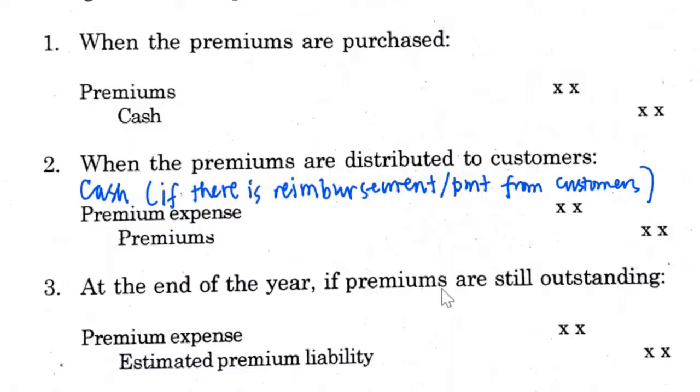At the end of the year, if the premiums are still outstanding, meaning there are still premiums that are yet to be distributed and you are still expecting that customers will return coupons, wrappers, and so on, and they will claim the premium, then debit premium expense and credit estimated premium liability. This is the estimated liability on the premiums that will be distributed in the next year or in the next periods.